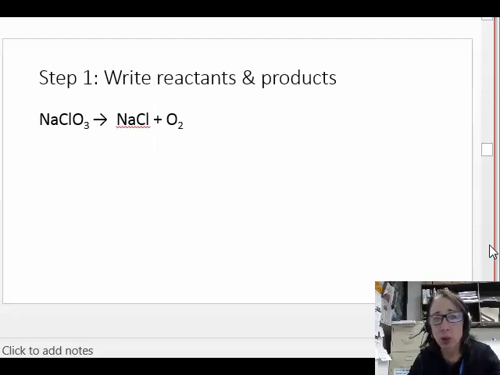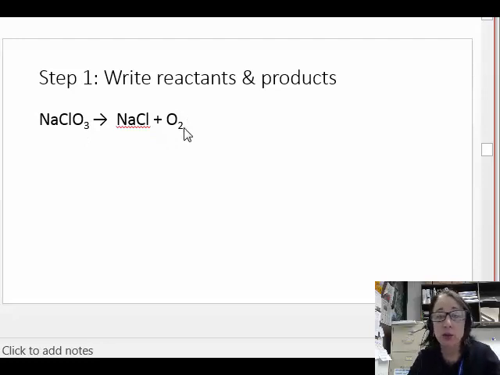We are told that sodium chlorate decomposes. That means it breaks down and it doesn't react with any other chemical. We are also told that sodium chloride and oxygen are formed, so those are the products. When we count atoms, we see that the sodium and the chlorine atoms are balanced, one on each side of the arrow. However, oxygen is not balanced. We have 3 oxygen atoms on the reactant side and 2 oxygen atoms on the product side.